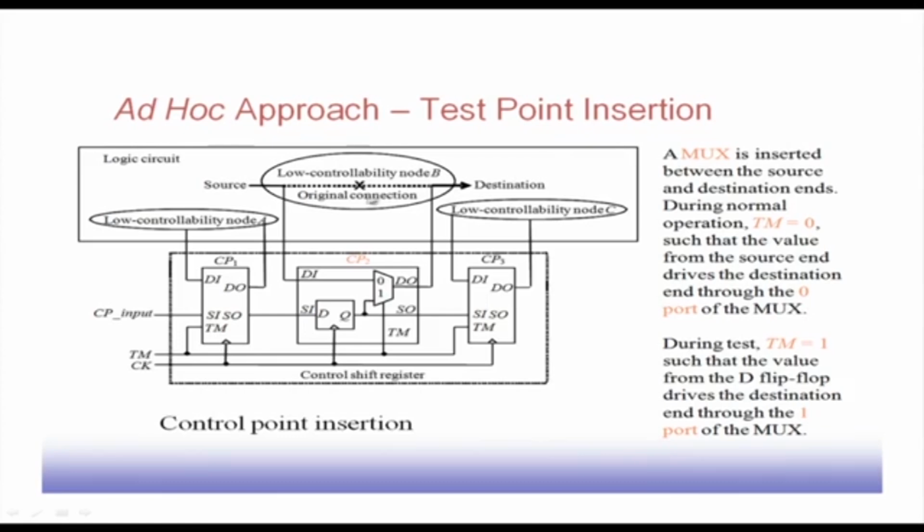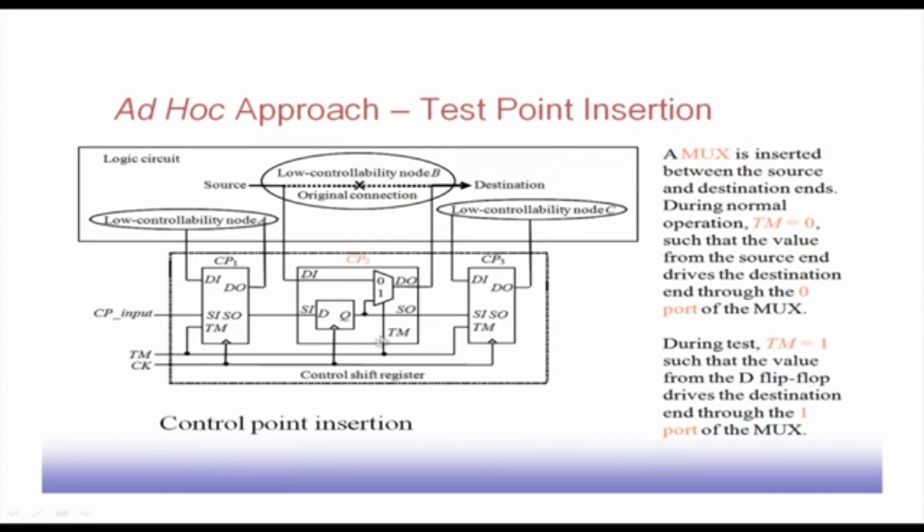Now, if we want to put some value here externally, we again take help of some shift register. So, what we do? This connection is broken from source to destination of node B, and from this source the line is taken and connected to the data input of this CP2 cell.